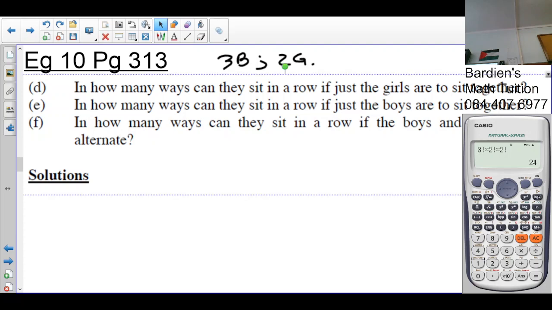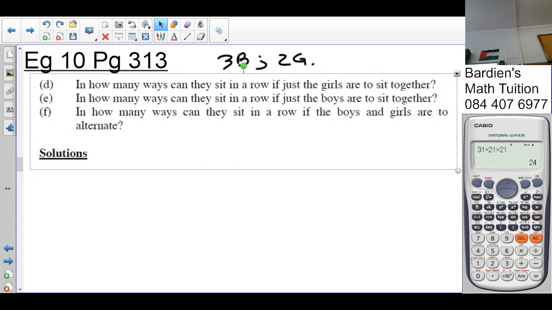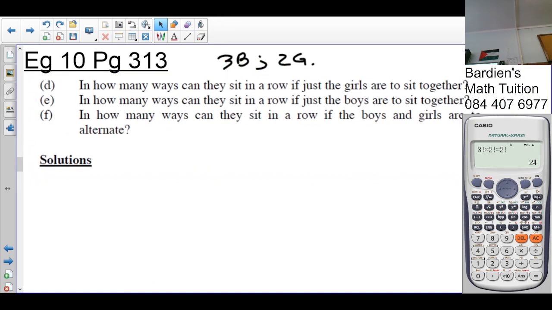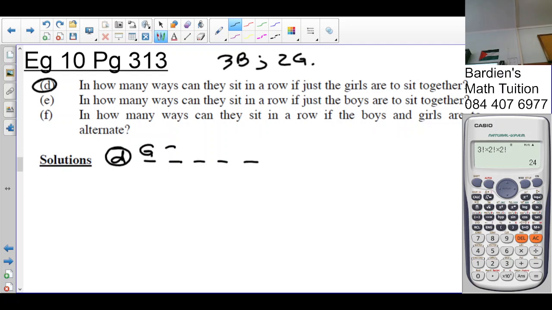Right, in D. In D we are told, in how many ways can they sit in a row if just the girls are to sit together? So how many bits do I draw here? 5. So if the girls are to sit together, how many girls are there? 2. So what do I put here? Girls, go. Not so. Then what do I do with that? I bind them. So that's a condition needs to be made.